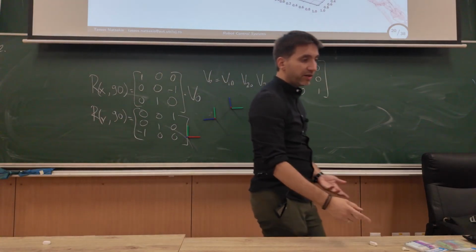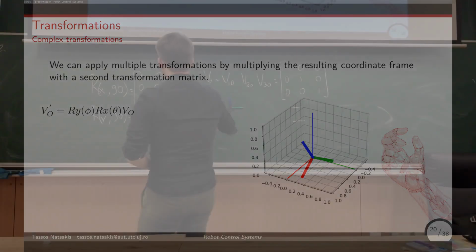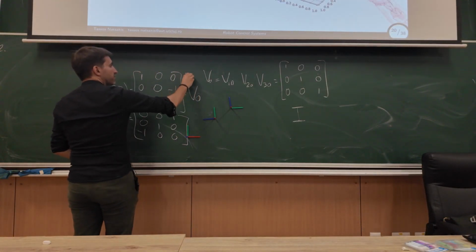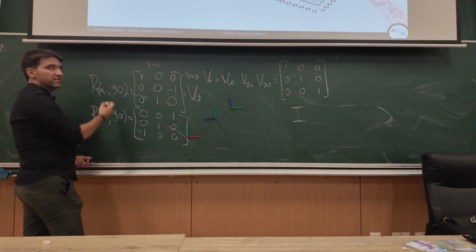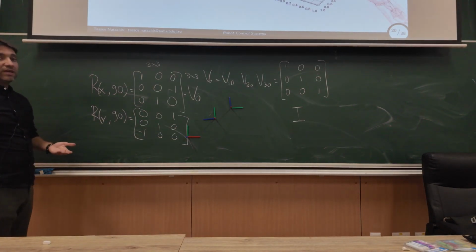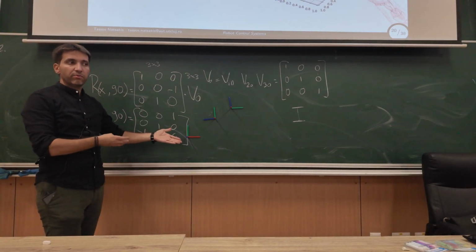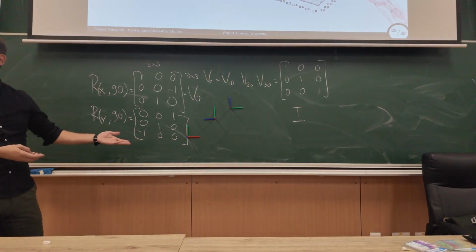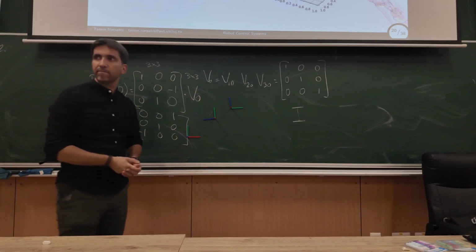Because these are all 3 by 3 matrices, what will be the result of their multiplication? Let's say I have this frame here, which is a 3 by 3 matrix, and this one here, which is a 3 by 3 matrix. What will be the result? Another 3 by 3 matrix, right? So I can keep on multiplying with these 3 by 3 matrices as much as I want, and I will keep on having as a result a 3 by 3 matrix which represents a coordinate frame. Okay?